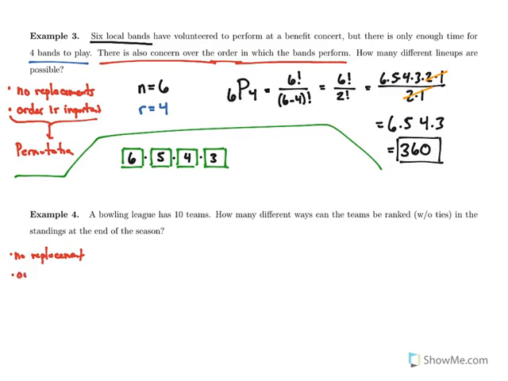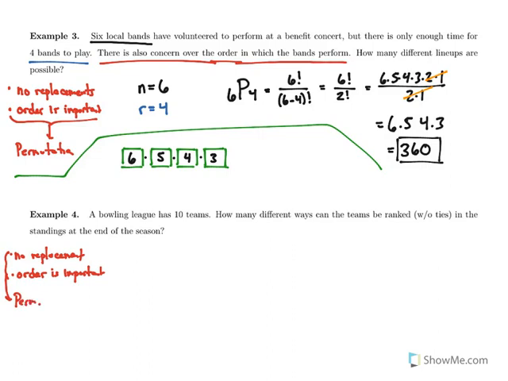And here, order is important. Why? Because we are ranking them, and it's different if somebody has rank 1 versus rank 2. If you're confused about when order would not be important, we'll see some examples of that in a little bit, and you can see the difference. But note, both of these just mean that we have a permutation problem.